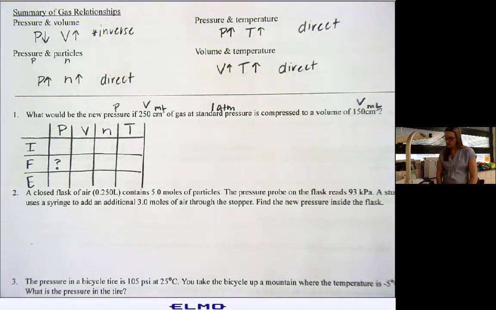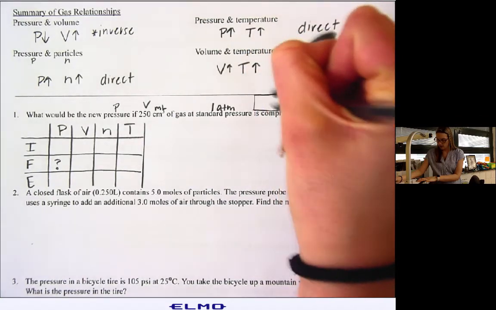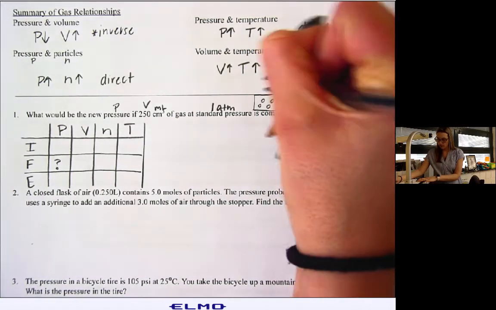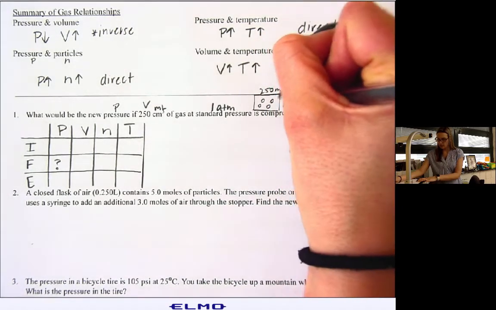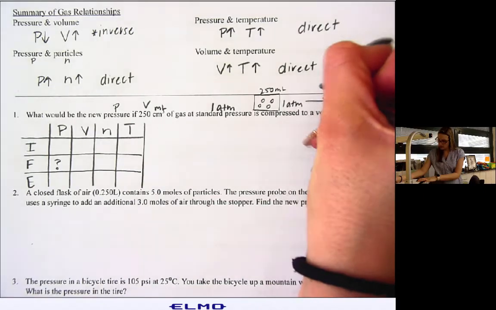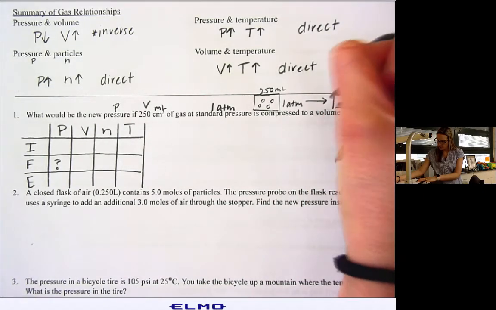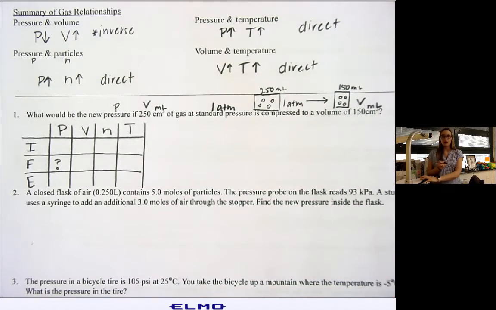If 250 milliliters of gas at 1 atm. So I have a container of gas. I'm just going to draw a little particle diagram over here so we can think about what we have. So I have a gas. I'm going to just draw 4 molecules in here. It's 250 milliliters of gas. This container's at 1 atmosphere. It's at standard pressure. It wants to know what's going to be the new pressure if I compress it down to 150 milliliters.